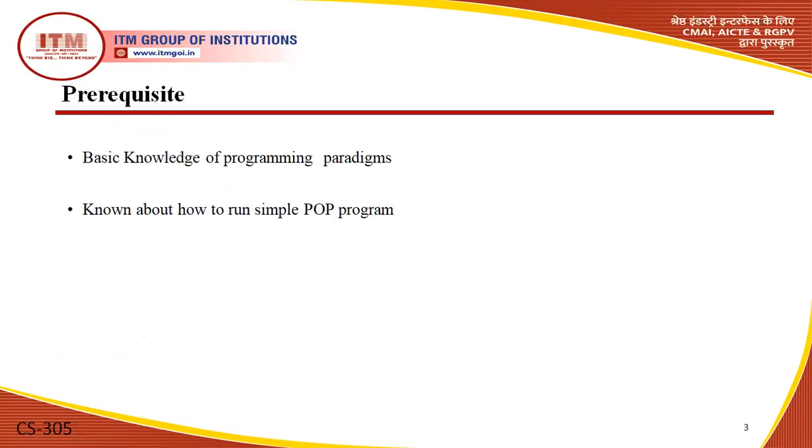So if we talk about some prerequisites, previously we should know about some programming approach, that is, how we should write any program. There should be some knowledge of the programming paradigms, and we should know how to run a simple program. This is a very simple prerequisite: you should know the basic terminology of any program, what things we'll write in our program, just like how we'll start our program according to the procedure-oriented approach.